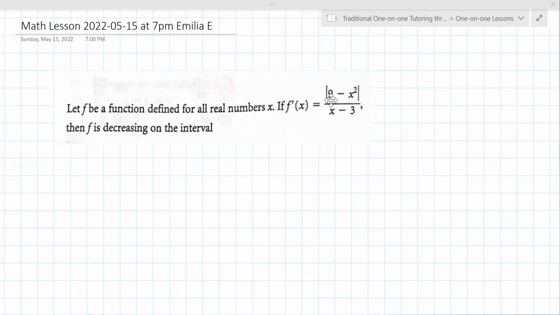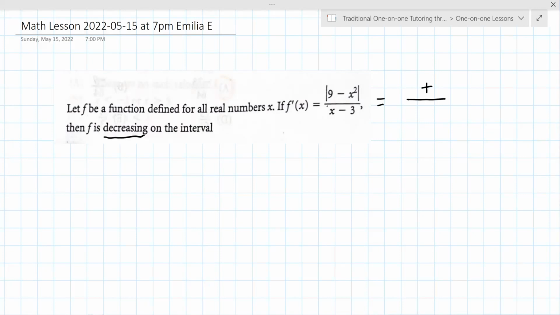Real numbers. They're giving you the derivative and they want to know where it is decreasing. So this is the point that I've been trying to make the whole year when it comes to increasing and decreasing: you care about positive or negative. It's decreasing when the derivative is negative. The numerator is always positive because of the absolute value.